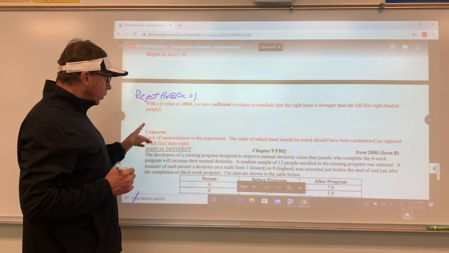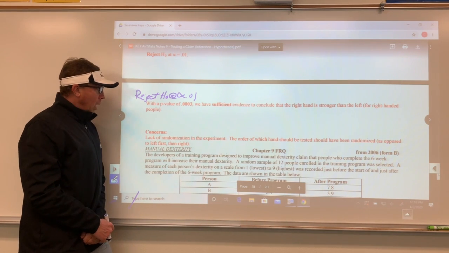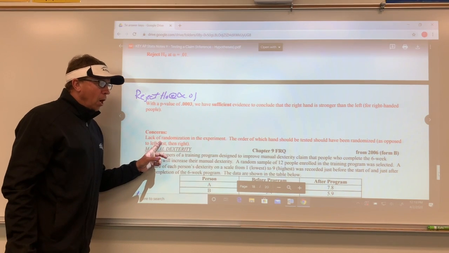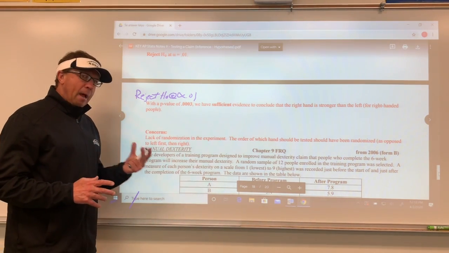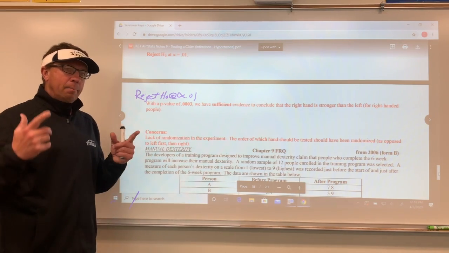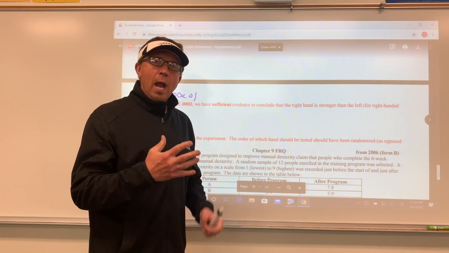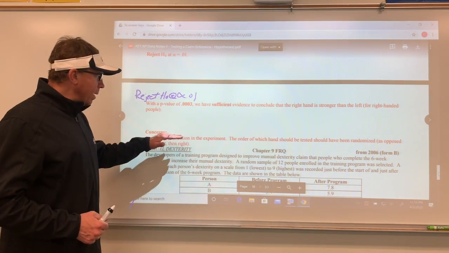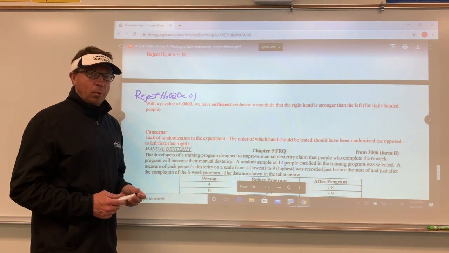Okay, the concerns question. One of the concerns is the lack of randomization in the experiment. If you notice, everyone, I think, did their left first, then their right. And sometimes when you do that, you sort of learn what to do, and then the right hand's a little bit more efficient. So they should have randomized which one went first. There's a lack of randomization in this prompt.